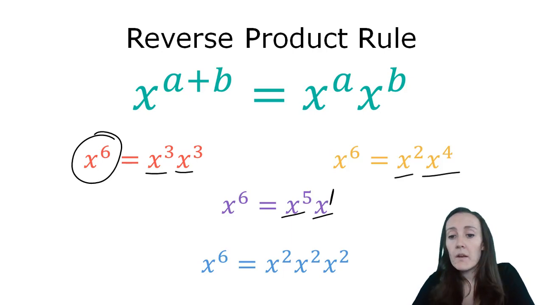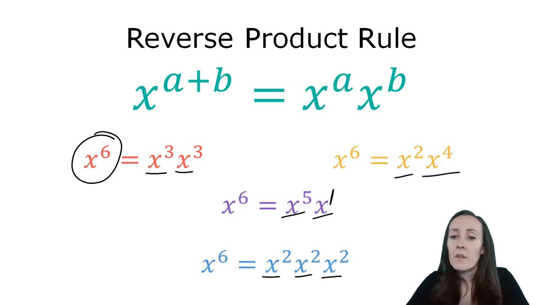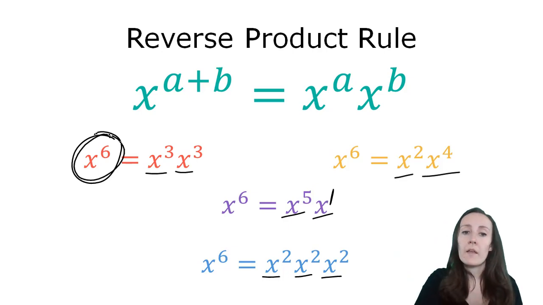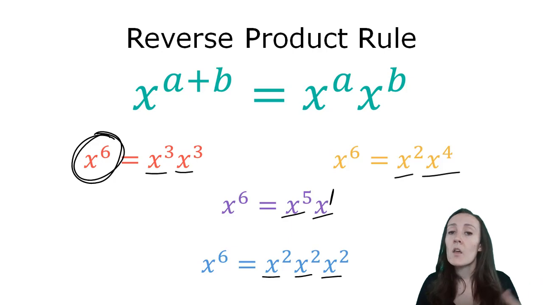Or you could even split it up into 3 things if you wanted to, and do it as x squared times x squared times x squared. This reverse product rule isn't really used very often, but if you ever do need to break up a really big power, like x to the 6th power, into smaller pieces, you can do that by using the product rule in reverse.